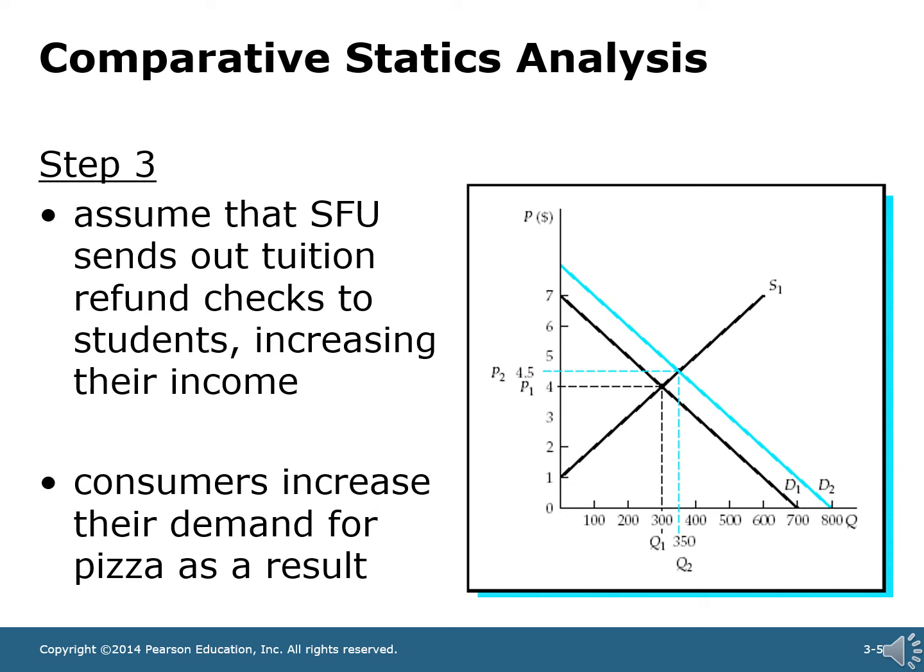What happens when there's an increase in income? When consumer income increases, that's going to shift the demand curve to the right. That's going to increase the quantity demanded at each price. So what we do is shift the demand curve to the right, move it from D1 to D2. As a result, consumers are going to increase their demand for pizza.